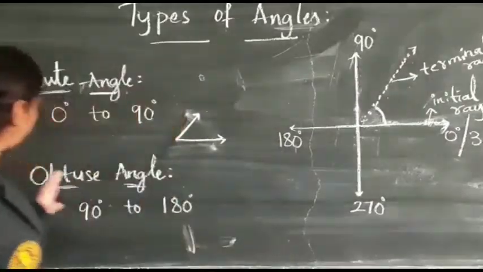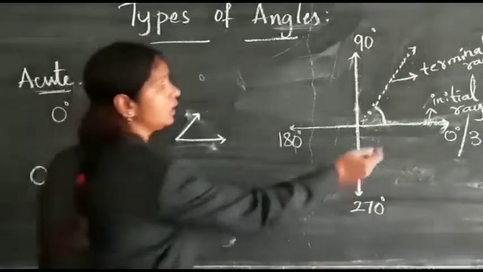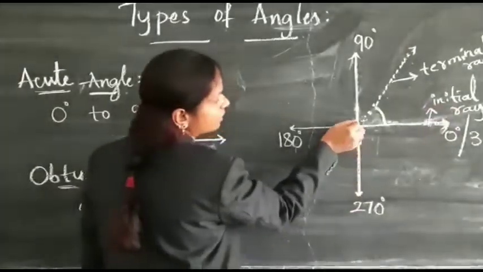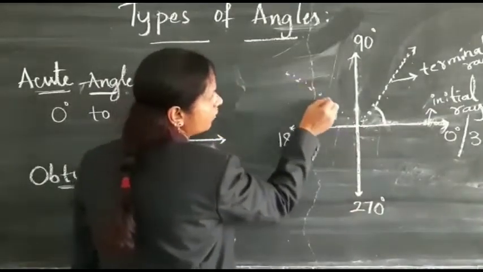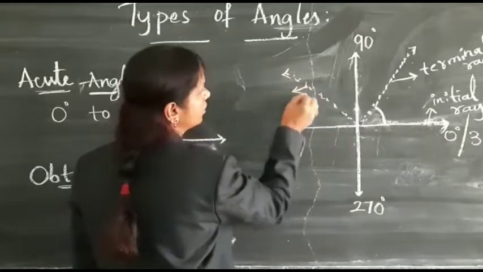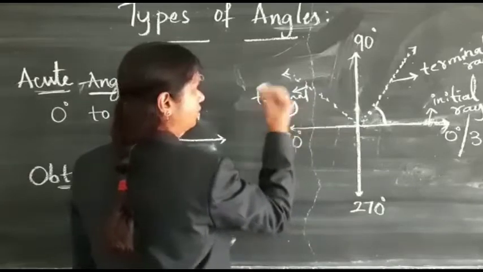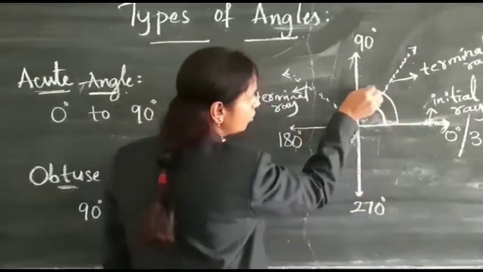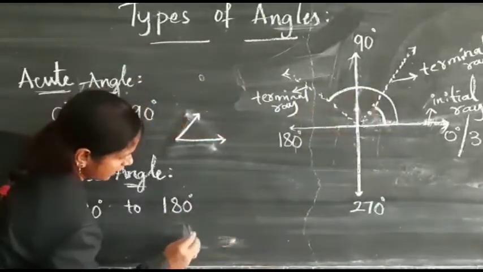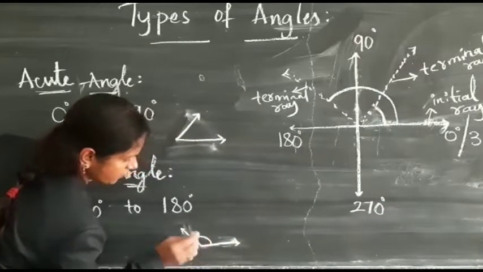Now coming to the obtuse angle. An obtuse angle is nothing but an angle that lies between 90 degrees and 180. Already I taught you. The initial ray is always at 0 degrees, and now the terminal ray is moving between 90 degrees and 180 degrees. So here, from 0 till this terminal ray. So how it looks when we are taking an obtuse angle, it looks like this.